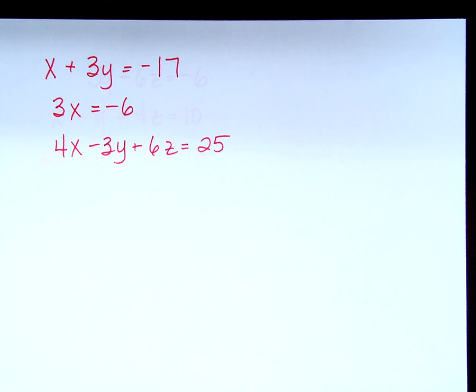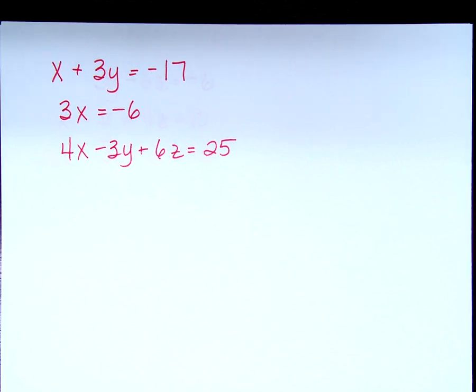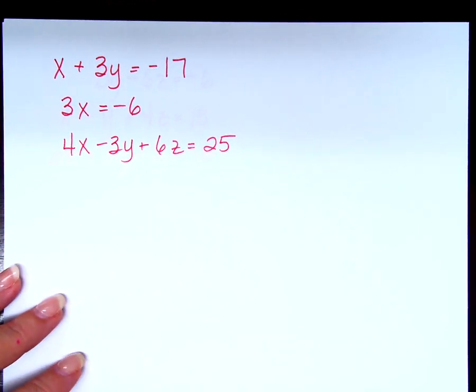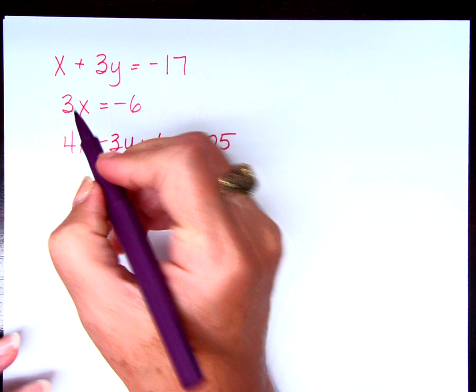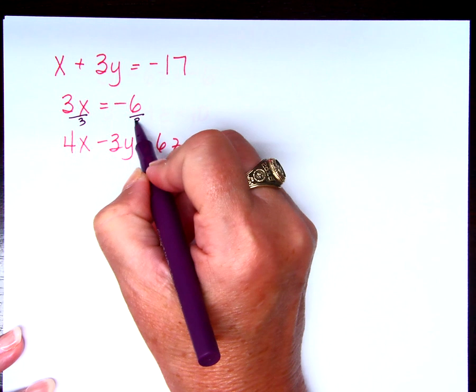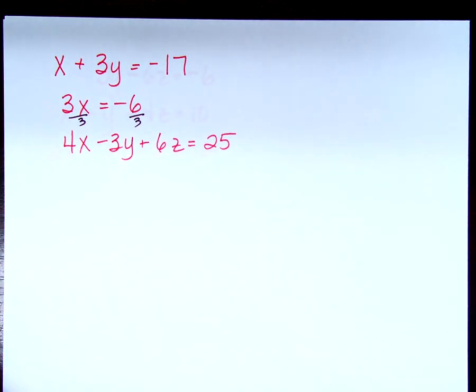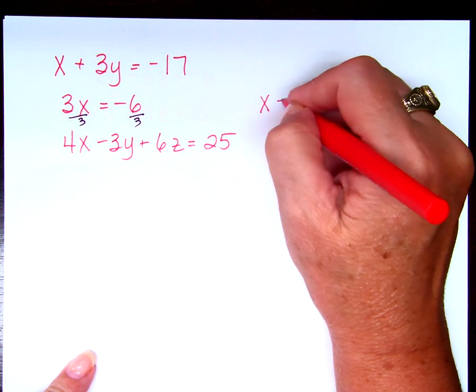So this is the first system that we're talking about today. x plus 3y equals negative 17, 3x equals negative 6, and 4x minus 3y plus 6z equals 25. Now, what do you notice about the second equation? It's just x, right? Isn't that a good thing? Because what would happen if I divided both sides by 3? We would know x. And what is x? Negative 2.